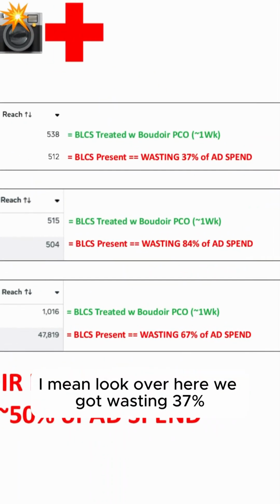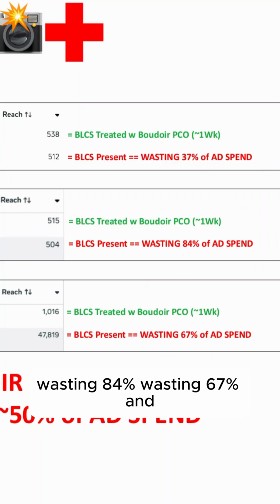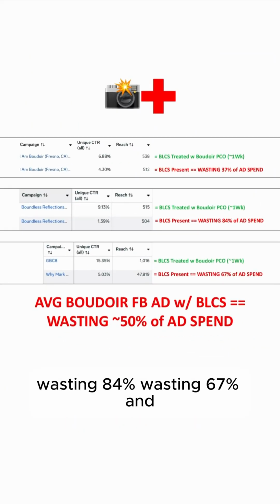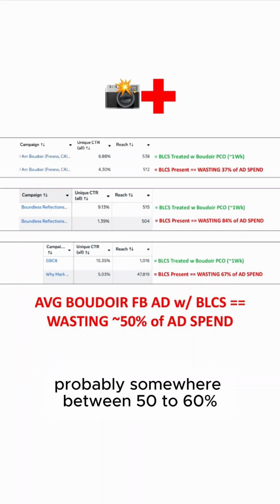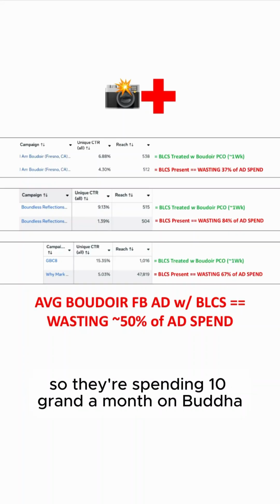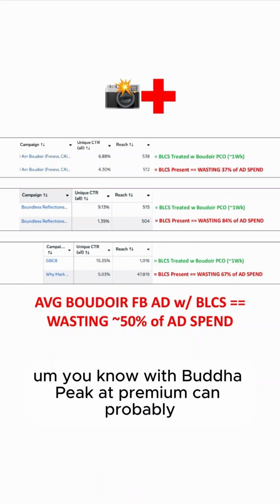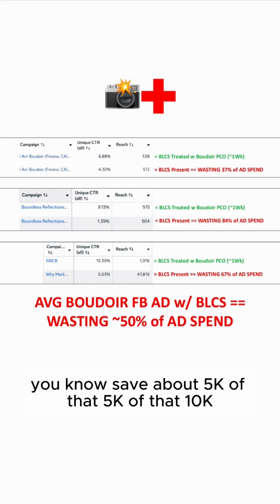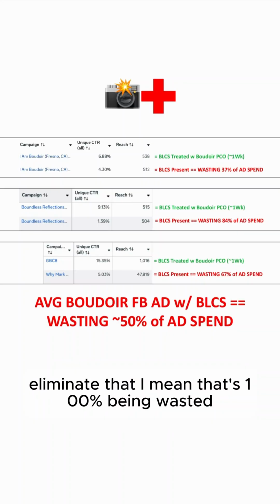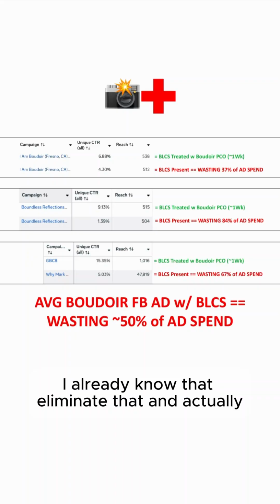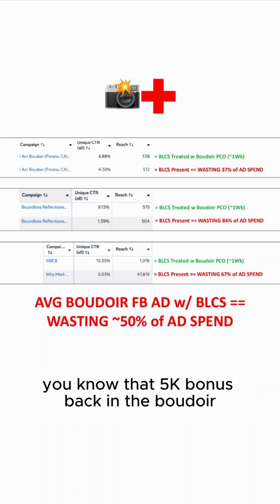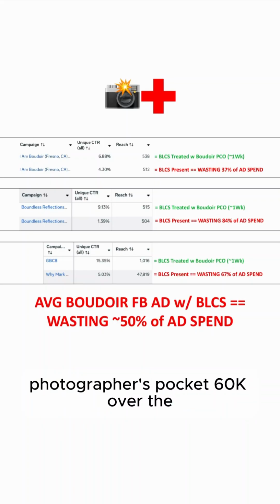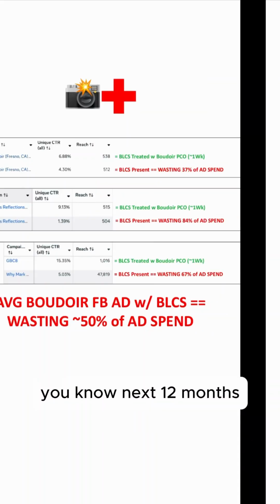I mean, look over here. We got wasting 37%, wasting 84%, wasting 67%. I mean, take the average of those numbers, probably somewhere between 50 to 60%. So if they're spending 10 grand a month on boudoir Facebook ads, with Boudoir Pico treatment they can probably save about 5K of that. Eliminate that. I mean, that's 100% being wasted, I already know that. Eliminate that, and with that 5K bonus back in the boudoir photographer's pocket, that's 60K over the next 12 months.